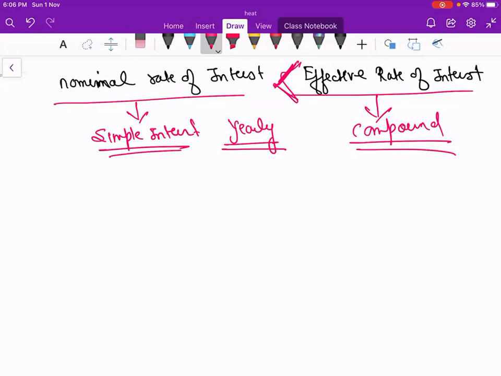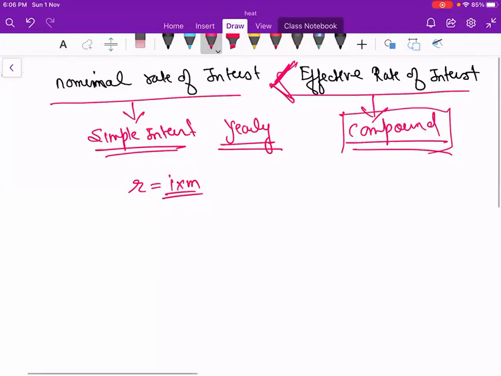We have converted that nominal into the effective. We have converted R equals to I into M and we have converted that. This is nominal. So we have converted that to I effective. So always remember, effective rate of interest is for compound interest and nominal rate of interest is for simple interest. So we know that for the first year it is the same. That is why we have converted the nominal rate of interest into the effective rate of interest. Okay, and effective rate of interest is always greater. We have seen the question in that the effective part is more.